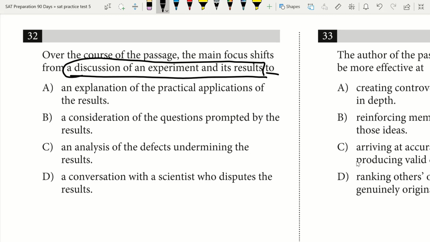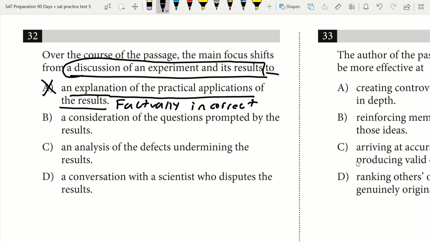Now if we look at this, answer choice A, we have an explanation of the practical applications of the results. Now, we never provide an explanation of the practical applications of the results in this passage, right? And I'm not going to read the passage to you because that's going to take too long, but we never do that. That never occurs. So that would just be factually incorrect. Okay, that never is discussed in the passage. Therefore, that's just going to be automatically wrong. A is incorrect. Okay, there's no trick there as far as it being too narrow or it being a reverse relationship. It's just not in the passage.